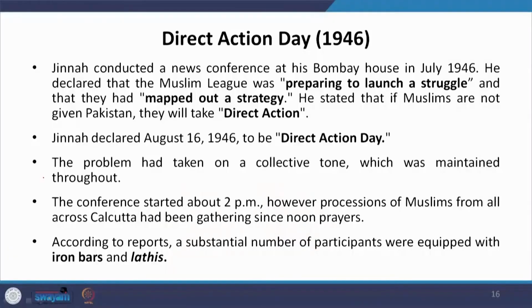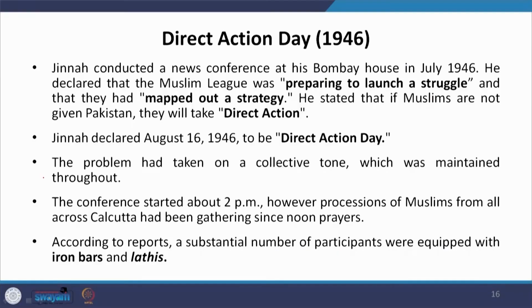So, M.A. Jinnah conducted a news conference at his Bombay house in July 1946, and there he declared that the Muslim League was preparing to launch a struggle. Through Jinnah's conference, actually we find this term direct action for the first time, right. In July 1946, he had used this in the Bombay news conference. And Sohrawardi's masses, as it is popularly known, had picked up this term direct action from Jinnah's speech.